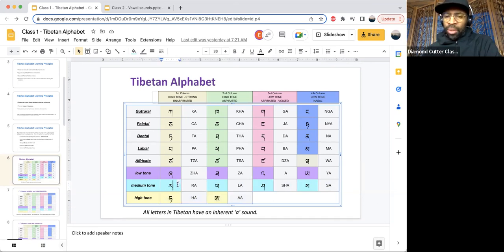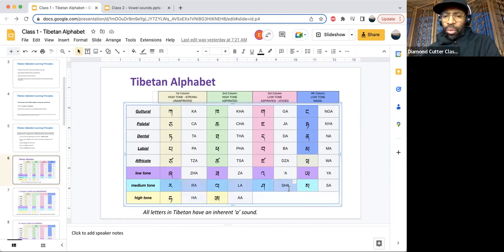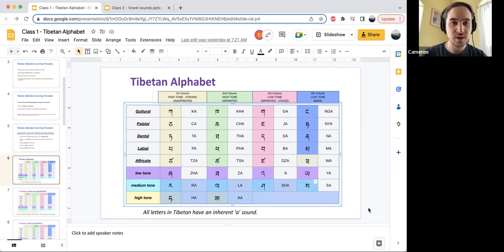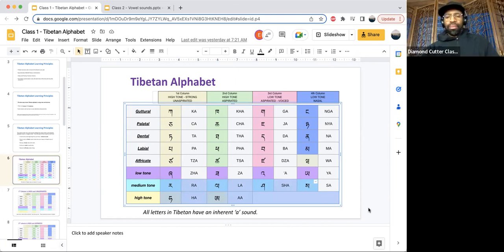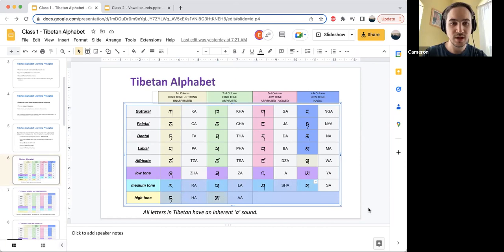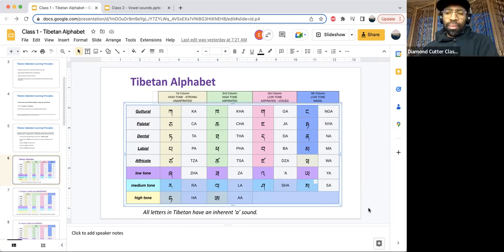I forget who practiced yesterday. I know a couple of you did, but we'll just go through everyone. Cameron, just do the 7th and 8th. Ra. La. Sha. Sa. Ha. Ah. I think the 8th row is slightly higher. Perfect. Good job, Kim.